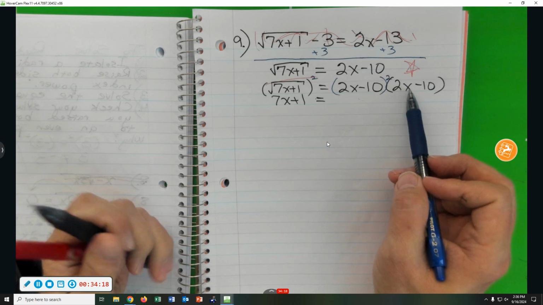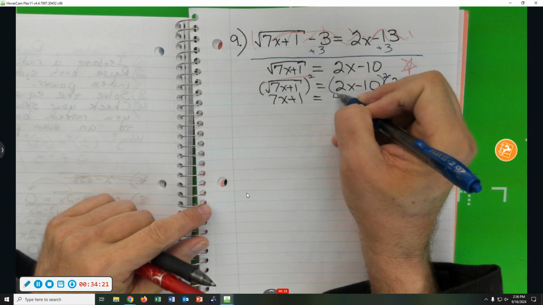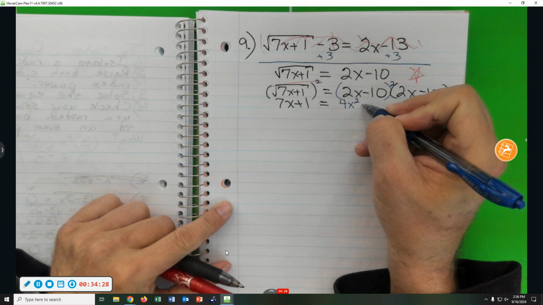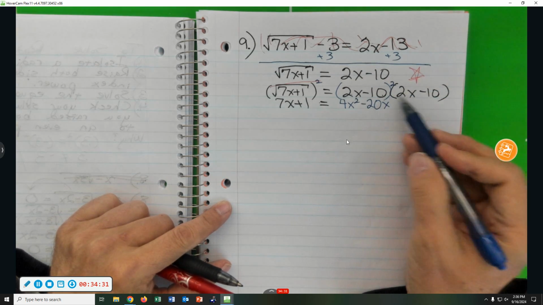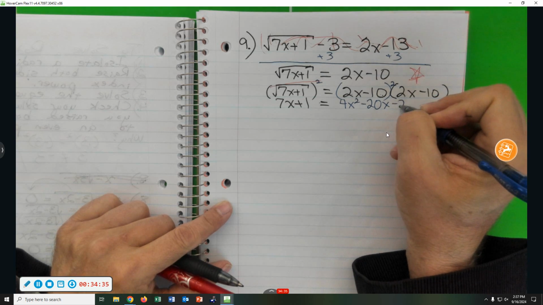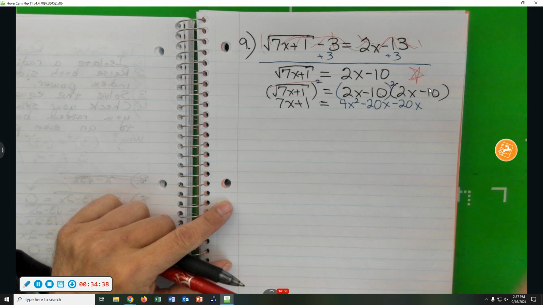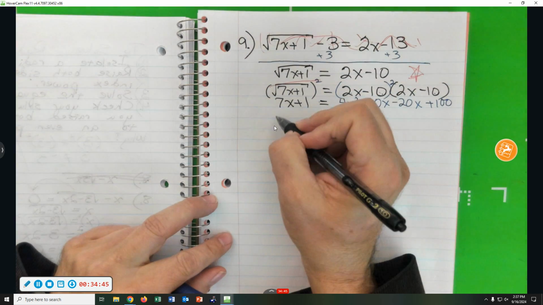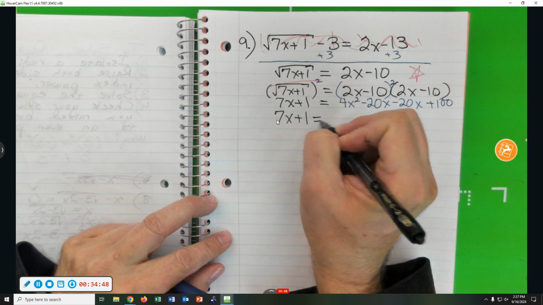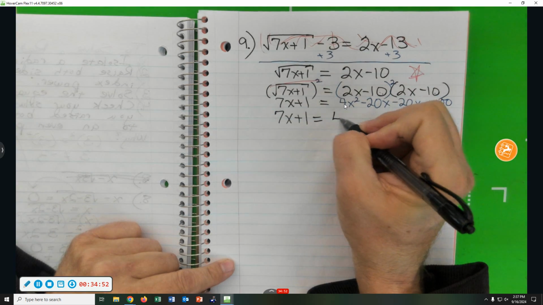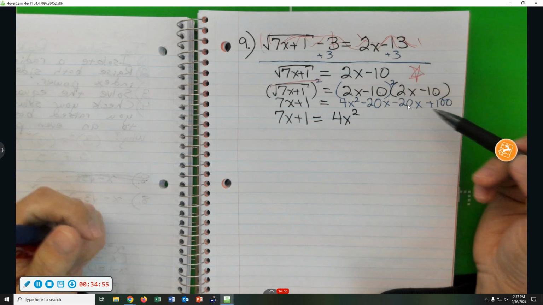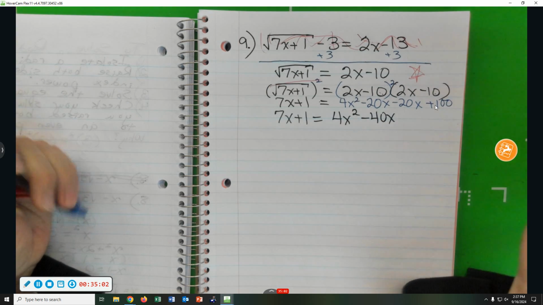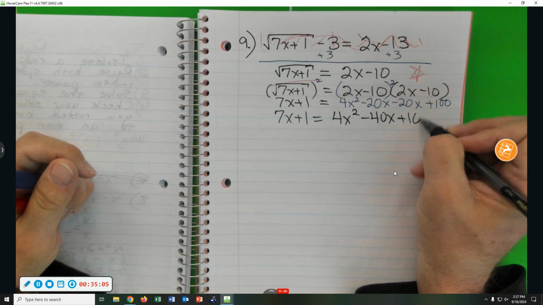First, I'll get us started. 2x times 2x is 4x squared. Outer. 2x times a negative 10, negative 20x. Inner. Another negative 20x. Last, 10 times 10. Positive 100. So let's clean up these terms. We have 7x plus 1 is equal to a 4x squared, negative 20x minus 20x, that'll give us a, is that a minus 40x? Okay, and we still have that plus 100.